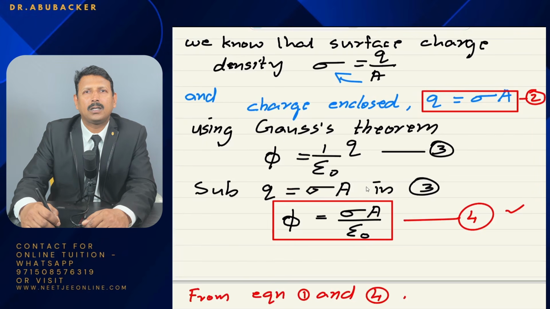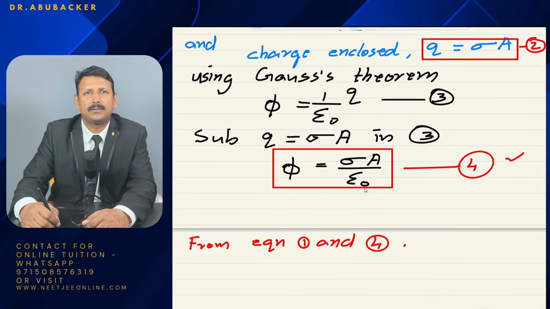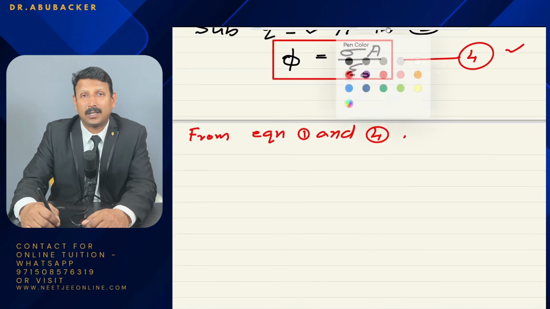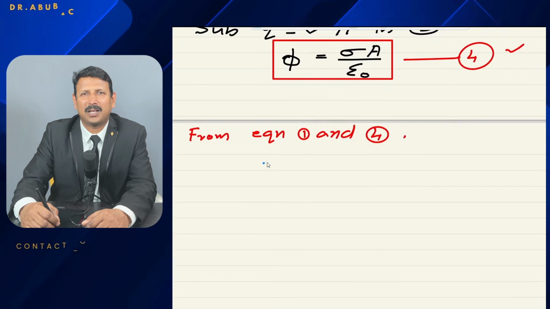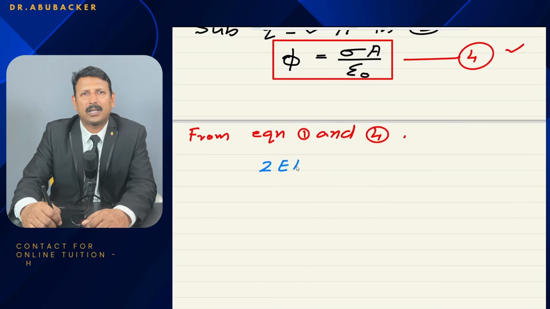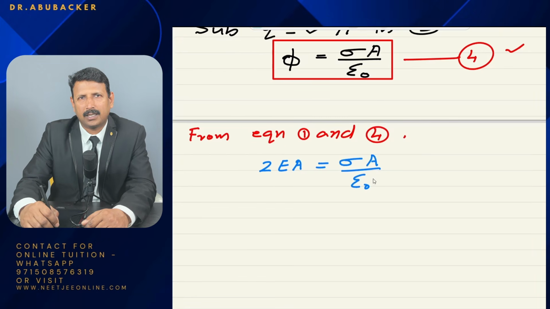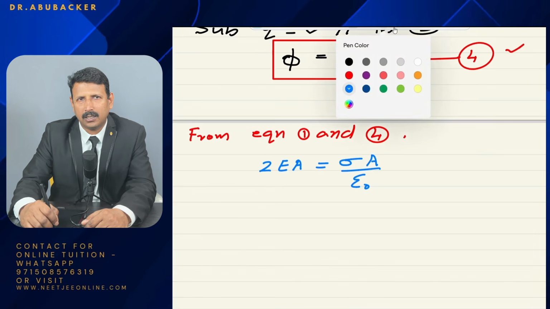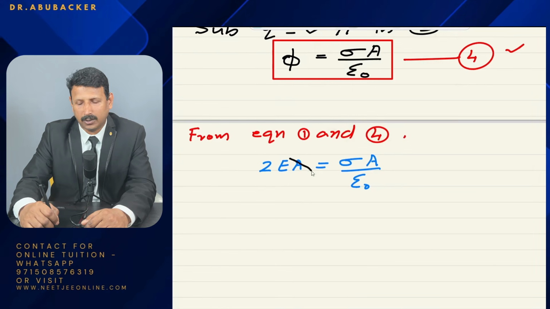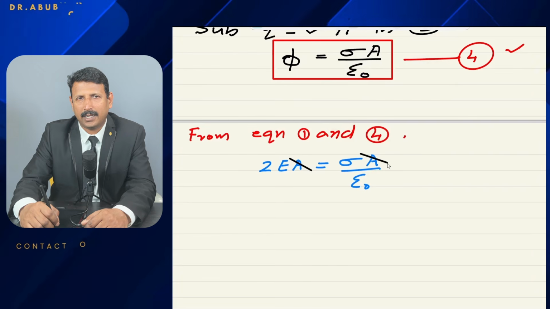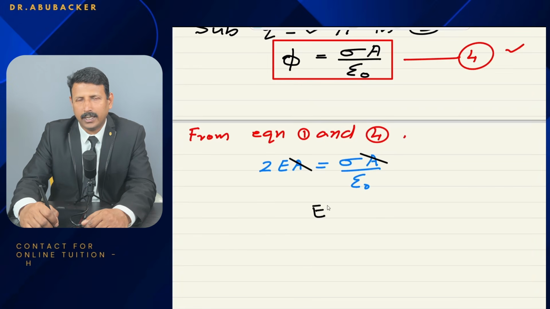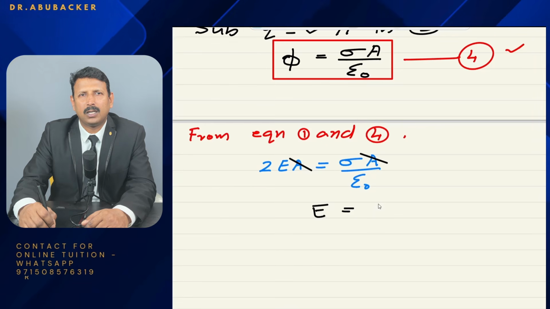Equation number 1 and 4. Maybe you ask where is 3. By mistake I wrote equation number 4 after 2. From equations 1 and 4, the RHS of the first equation is 2EA and the RHS of the second equation is sigma A by epsilon 0. What is our target now? To get the value of E. Before that, a simplification is possible: A and A cancel. So E is equal to sigma by 2 epsilon 0.